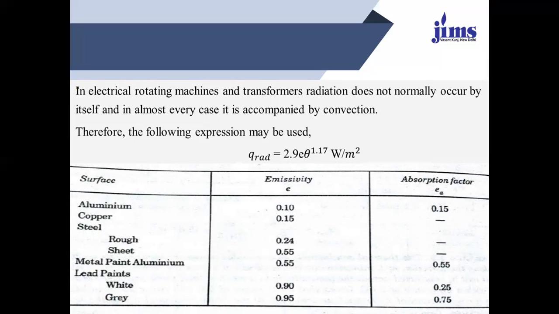For aluminum, the emissivity e equals 0.1. For absorption factor, it is 0.15. For copper, it is 0.15. For steel, if the surface is rough, then it is 0.24. If it is a sheet, then it is 0.5. If it is a metal paint aluminum, then it is 0.55. For lead paint, if it is white, then the value is 0.9 or the absorption factor is 0.25. If it is gray, then it is 0.95 and the absorption factor is 0.7.